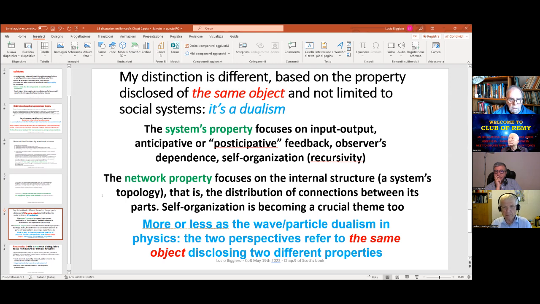So, that's agreed. I appreciate you've got a nice metaphor here, but I'm not using the same two perspectives that you're using, and I wouldn't say it's analogous to wave power. But there is this dualism in Pask's theory, which is two perspectives on the same object.